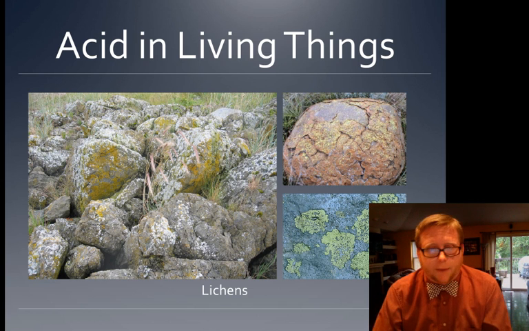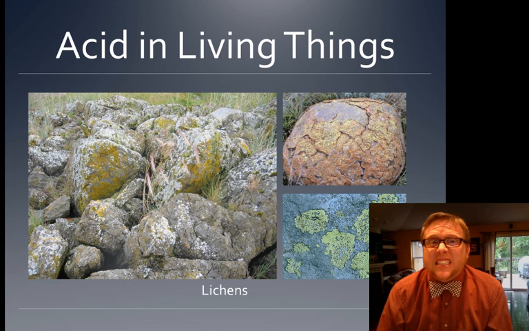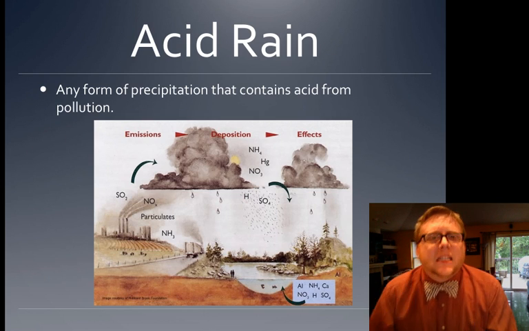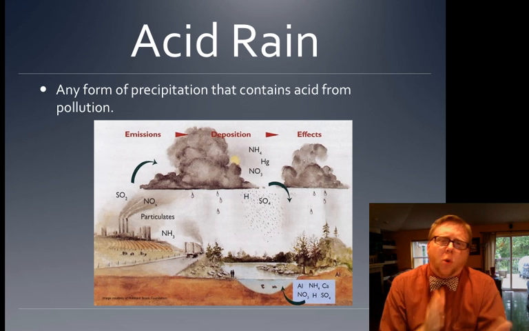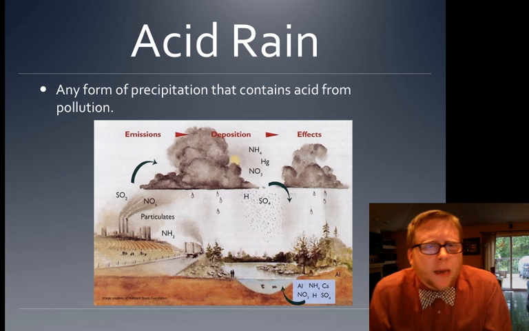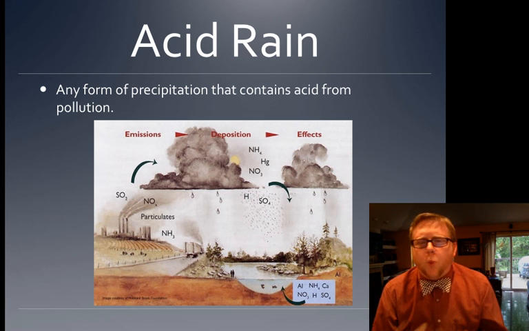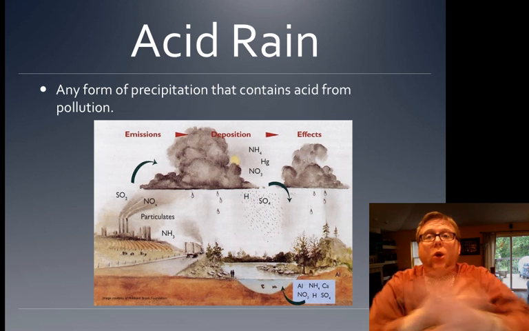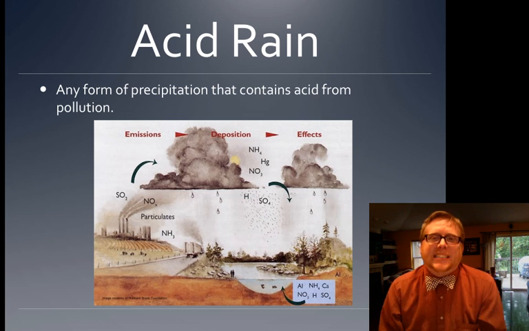So we have acid in groundwater dissolving. Acids could be in living things. The third type of acid is something called acid rain, and it's a little bit more dangerous and a little bit more common lately. Acid rain is considered any type of weather form. It could be snow, it could be rain, sleet, hail, you can go through it all, that contains acid.